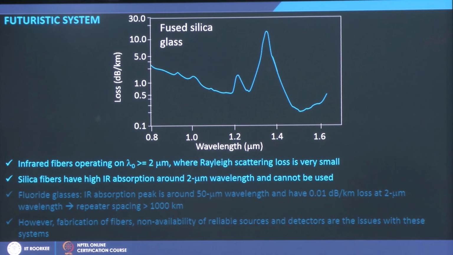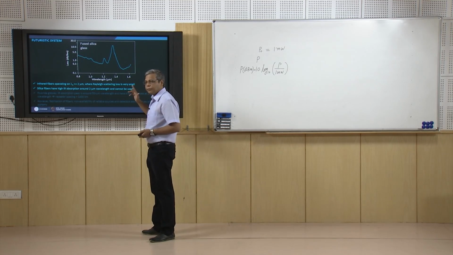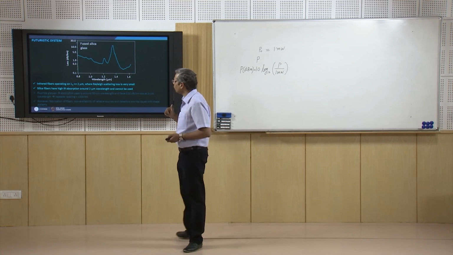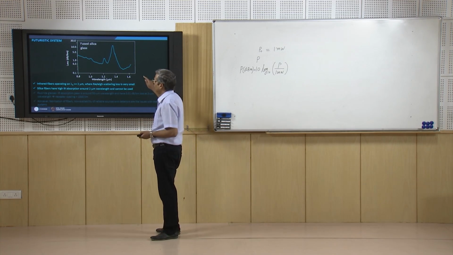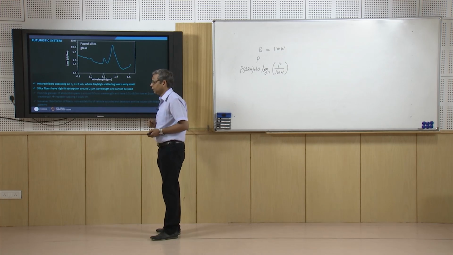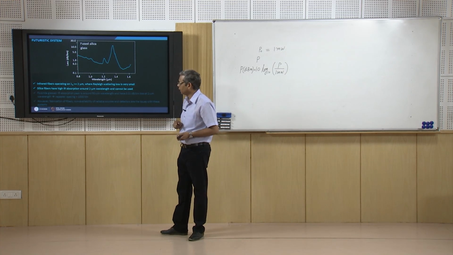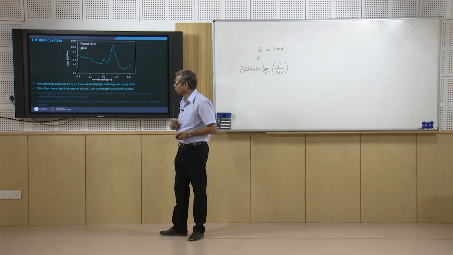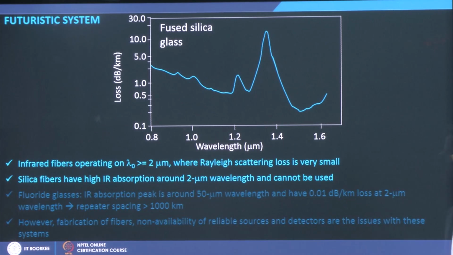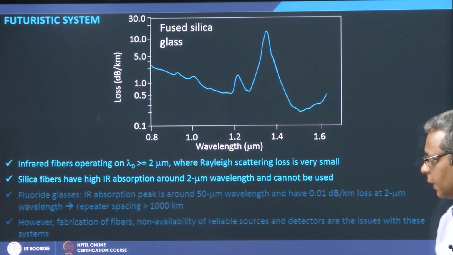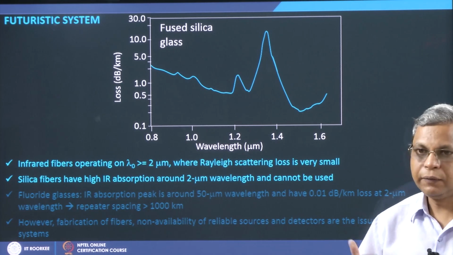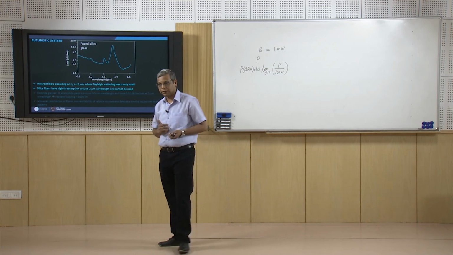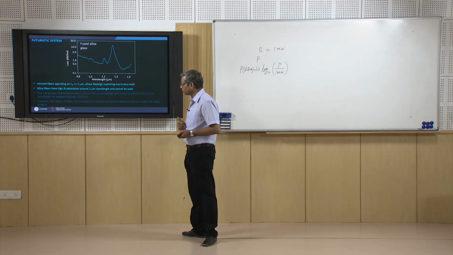But at the same time, if I use silica glass fiber, then infrared absorption is very high at around 2 micrometer wavelength. So I cannot use silica glass fiber if I work at 2 micrometer wavelength. Then what to do? We will have to look for other materials where the infrared absorption is much smaller.